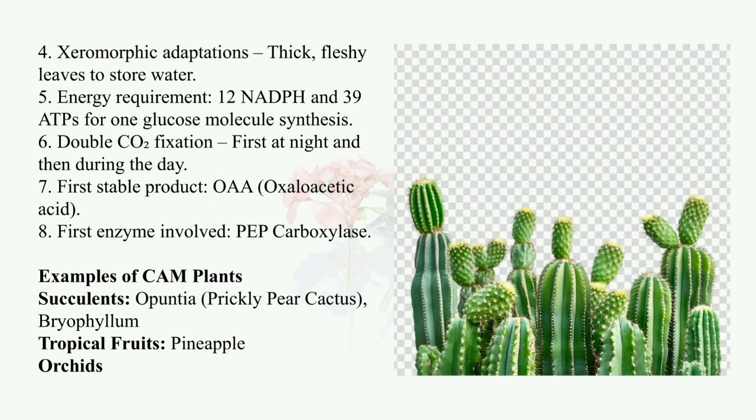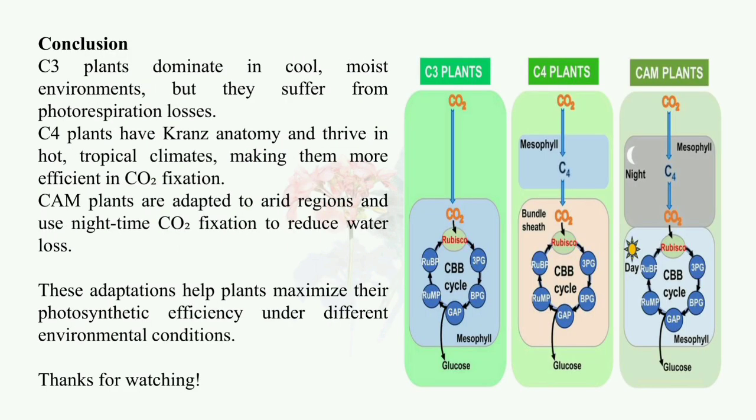Examples of CAM plants. Succulents, Opuntia, prickly pear cactus, Bryophyllum. Tropical fruits, pineapple. Orchids. Conclusion.